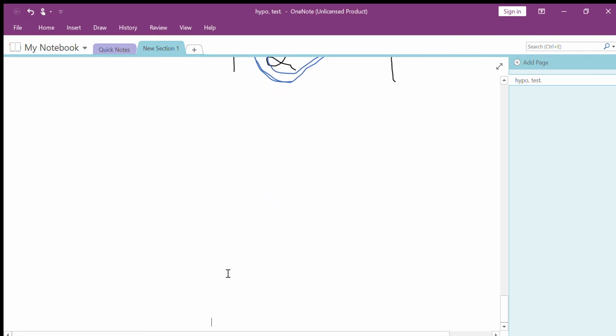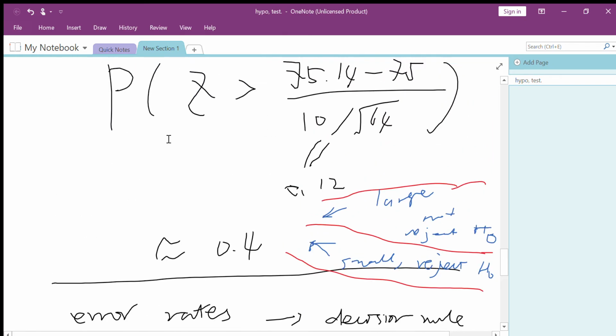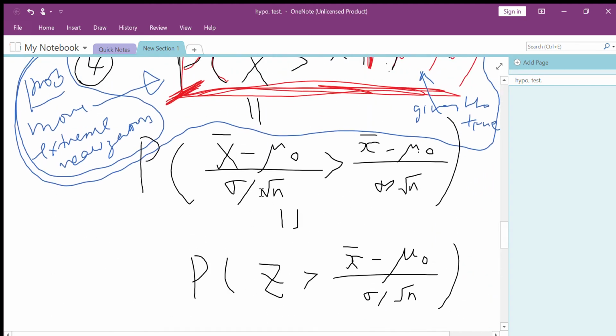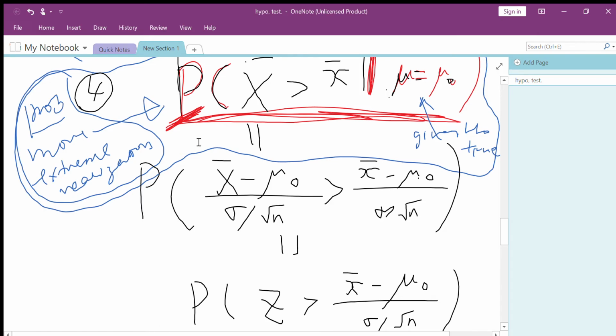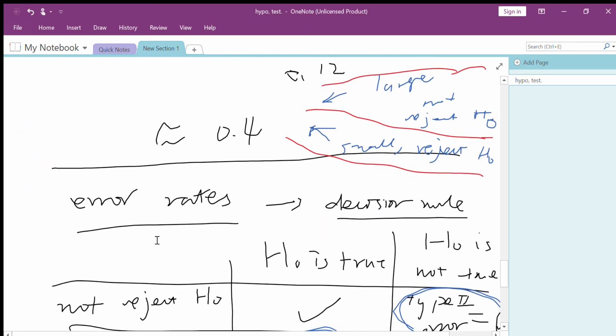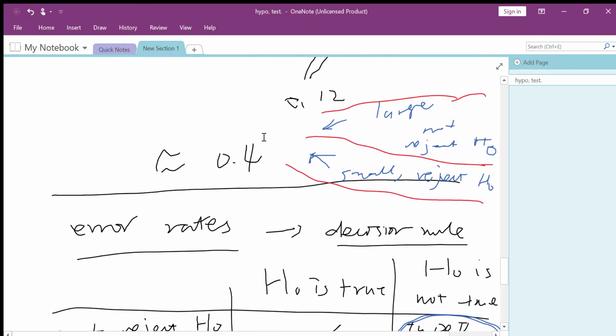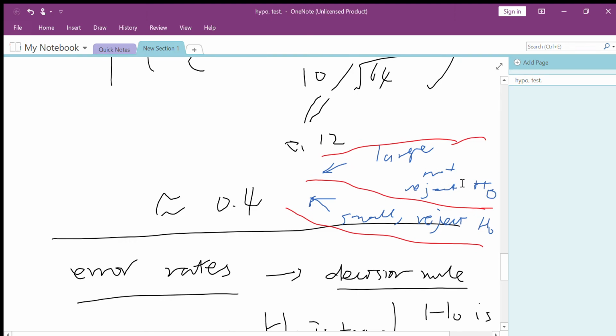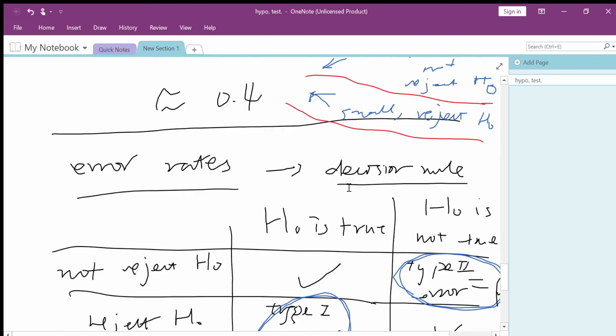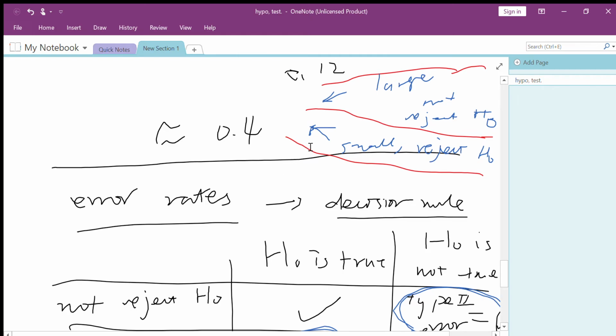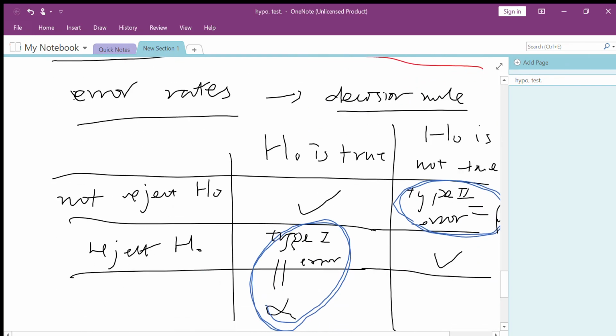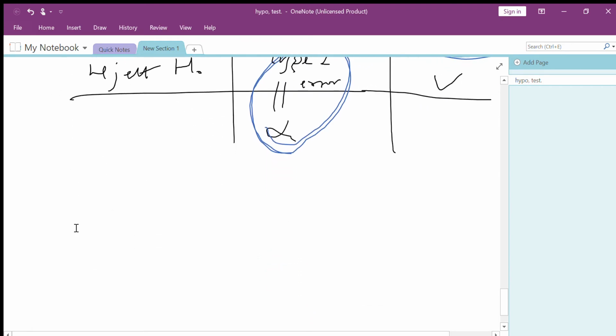So let's see how these two error rates help us to propose a decision rule. As I have said, the first step, we have calculated the probability of more extreme realization given H0 is true. But we see for large we do not reject H0, for small we reject H0, but how large, how small? So what is the specific decision rule? So we introduced alpha. Let's see how alpha helps us to propose a decision rule.